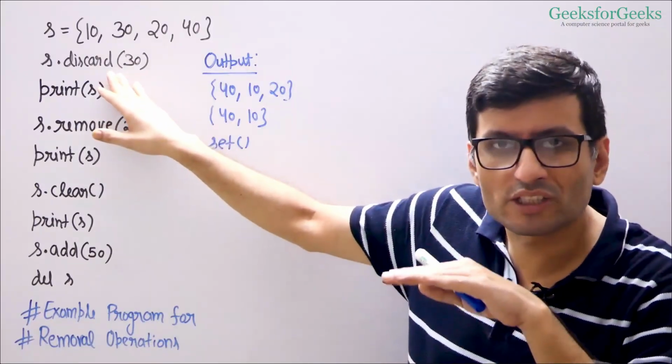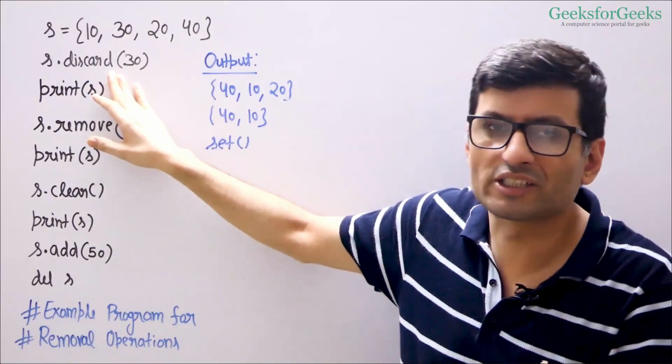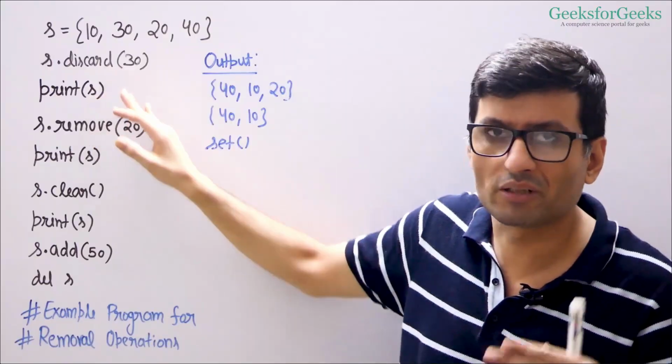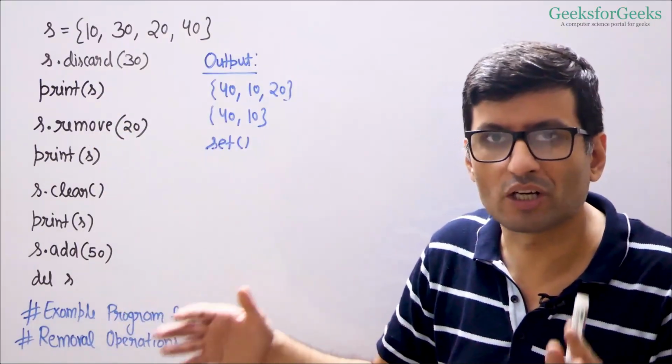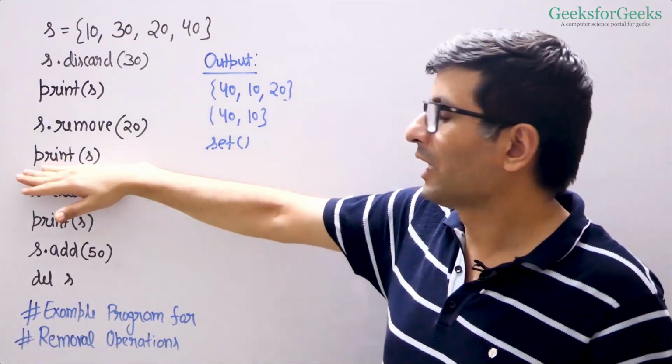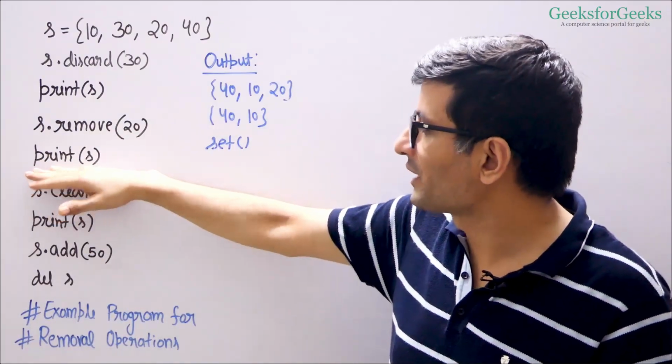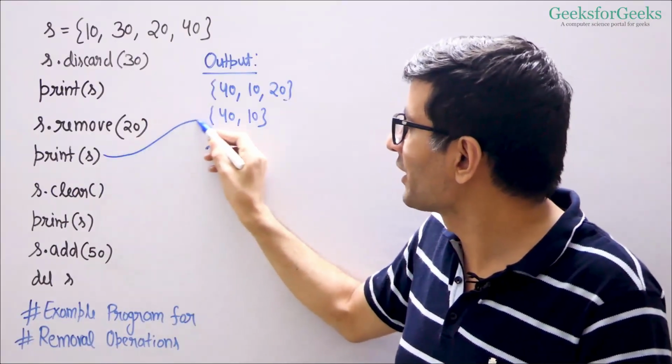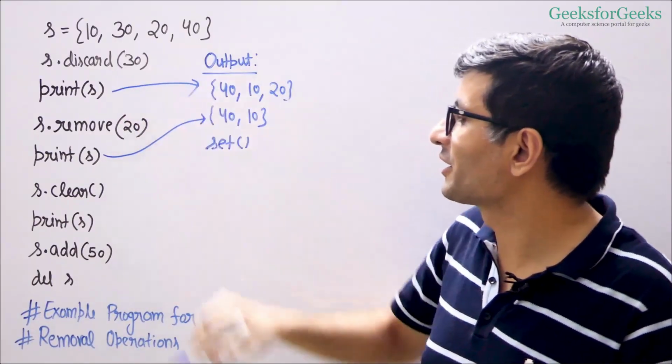The discard function will work silently. It won't cause any disturbance if an item is not present, but remove will raise an error. Stop your program and raise an error. Now after removal, if we print the set, we are getting this item. So this print is printing this set, and this print is printing this set.